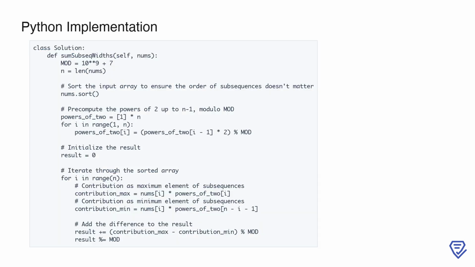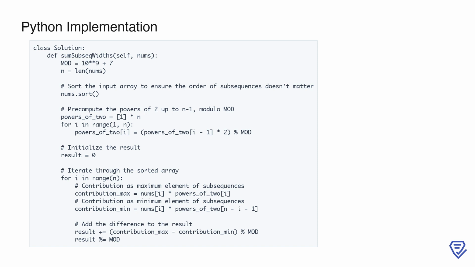Here, we start by defining the Subsequence method inside our solution class. The first thing we do is define a constant mod with a value of 10 to the power of 9 plus 7 to ensure our calculations remain within modular arithmetic, preventing overflow for large inputs. We also calculate the length of the input list nums, which we'll use later. Next, we sort the input array. Sorting is essential because it guarantees that we can systematically process the elements in increasing order, which simplifies calculating the contributions of each element as both a maximum and a minimum in subsequences.